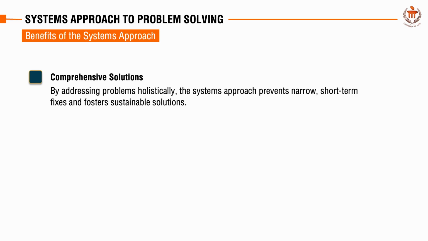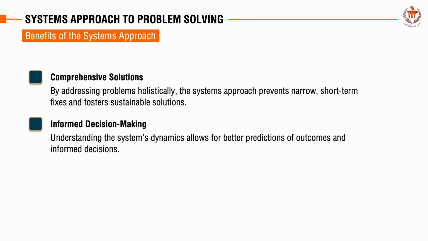Next, let's move on to the benefits of the systems approach. First, let's discuss comprehensive solutions. The systems approach helps solve problems in a way that looks at the bigger picture. Instead of just addressing one part of a problem with a quick fix, it focuses on finding long-term solutions that work for the entire system. This ensures that solutions are not only effective but also sustainable over time.